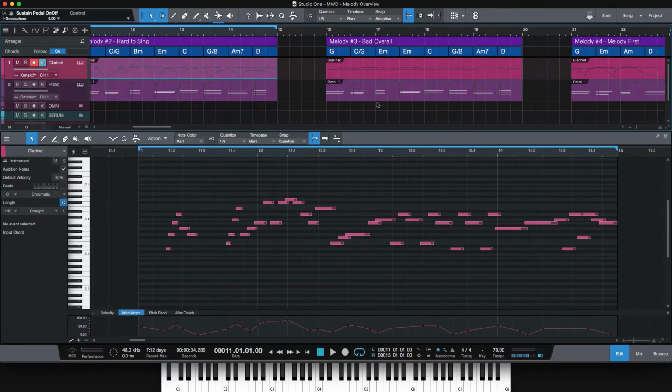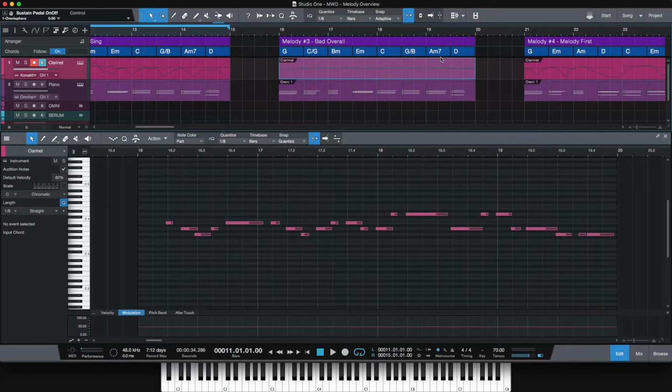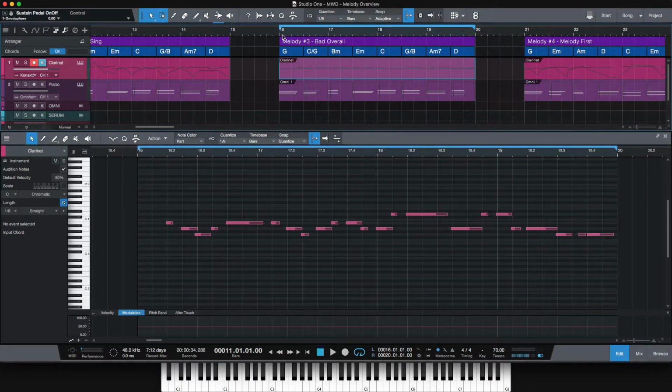Now, I've got another melody here I'm calling Bad Overall. This is my attempt to just write a bad melody in general. So let's take a listen.